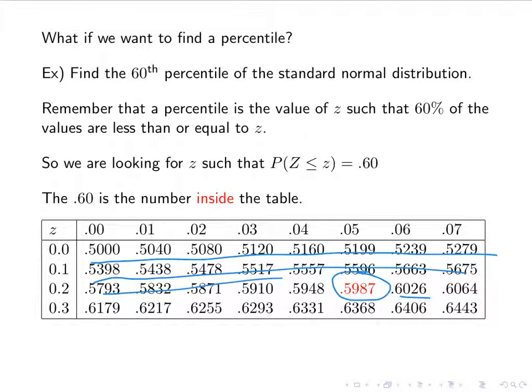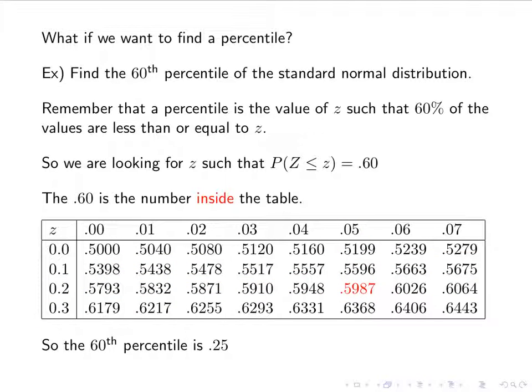And then when we find that number, we look for the corresponding z value. So it's going to end in point something 5, and it's going to start with 0.2. So the 60th percentile is 0.25. Remember, the positive ones are all bigger than 0.5 in the probabilities, and the negative z-table are the ones that have probabilities from 0 to 0.5. So the fact that 0.6 is bigger than 0.5, I knew to look at the positive z-table.